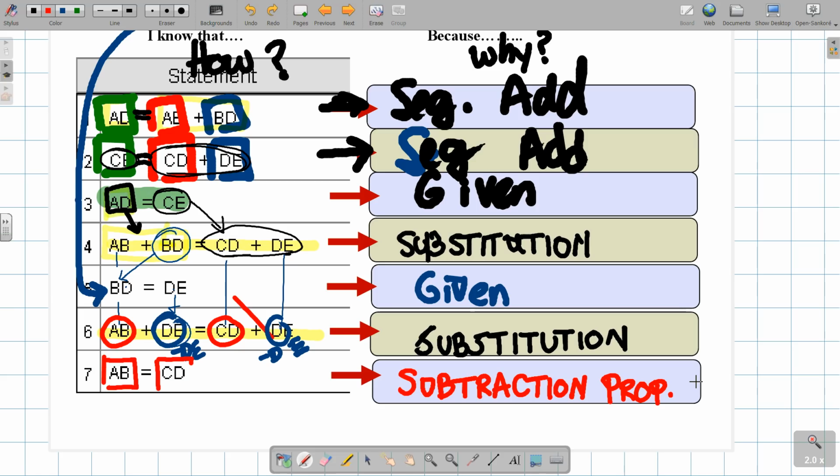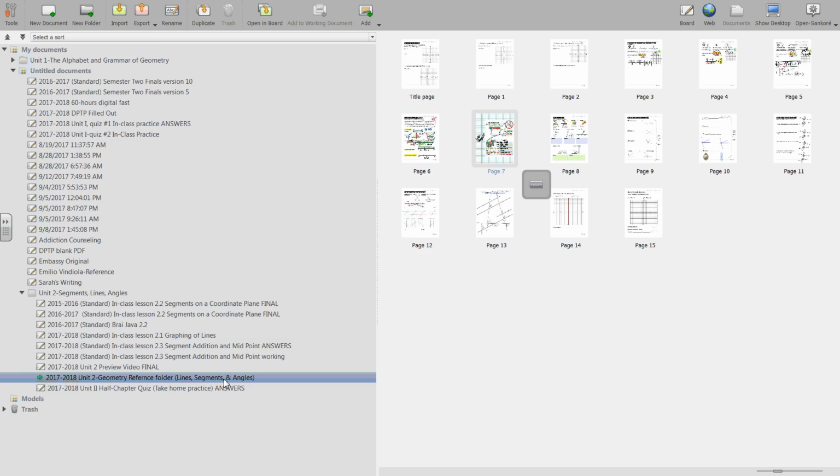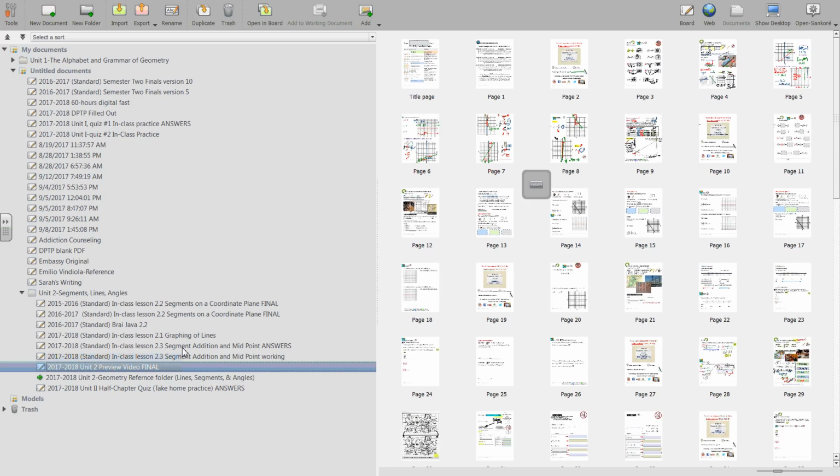Ta-da! You just completed your first proof. Do not freak out. If this confused you, it is okay. You are not expected to grasp this right off the first try. Let's do 2 more together, and we will do more of these in class. Go back to your preview notes, please, right where we left off.